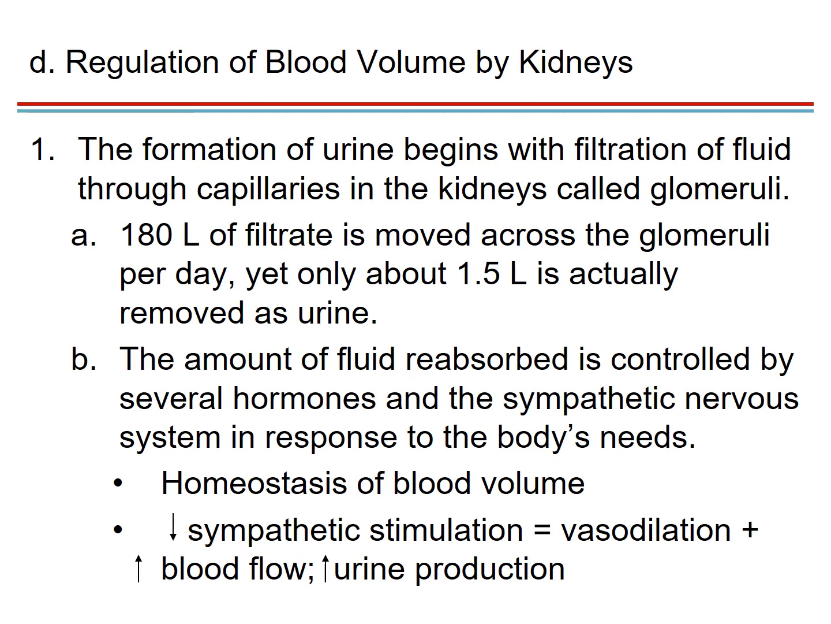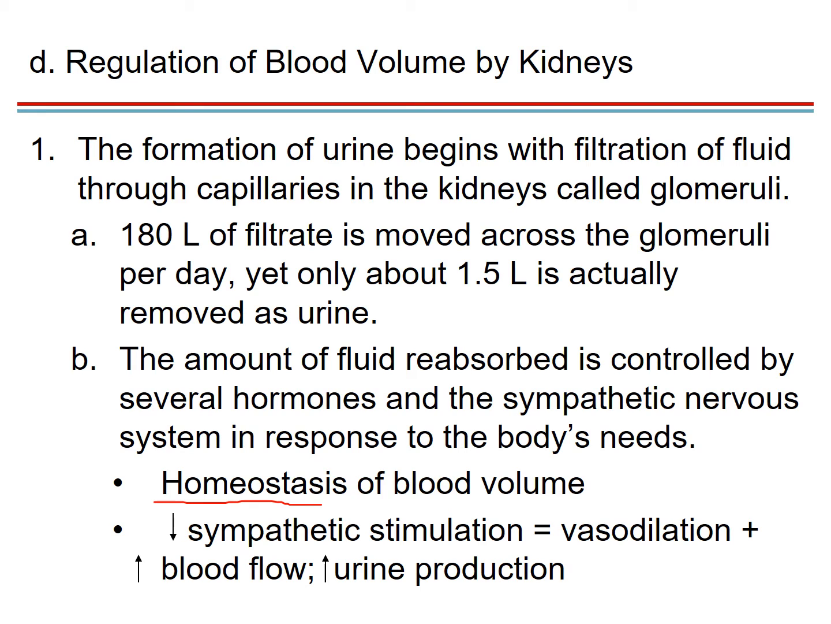to 2% as urine. The amount of fluid that's reabsorbed is going to be controlled by different hormones, and we'll spend a little time going into them, and by the sympathetic system in response to the body's needs. The percentage of the glomerular filtrate that's reabsorbed is adjusted to the needs of the body by hormones acting on the kidneys. This is the big contributing factor for homeostasis of blood volume, all right?